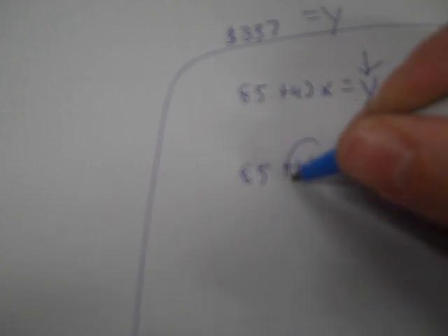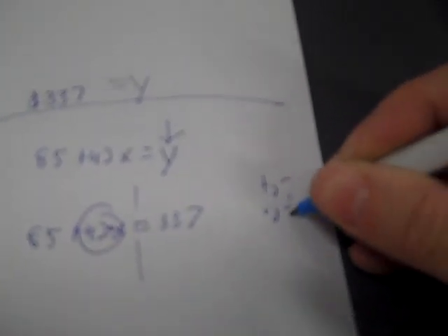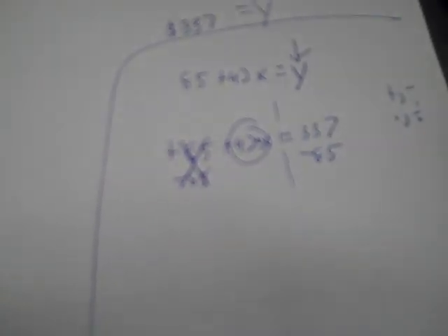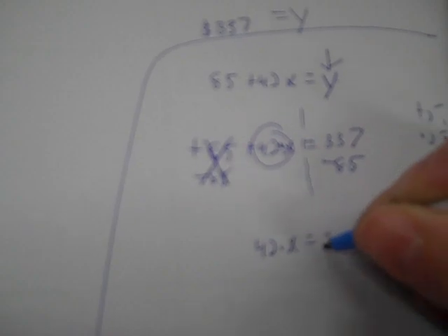Okay, now it's not a story problem anymore. Dot your X, circle it, make your wall, plus minus times divide. So we got an 85 outside of there. If it doesn't have a sign, it's positive. So I need to minus 85. And then I go to the other side of the wall and minus 85 from what we have over there. So I take 337 minus 85, and that's 252. So we now have 42 times X equals 252.